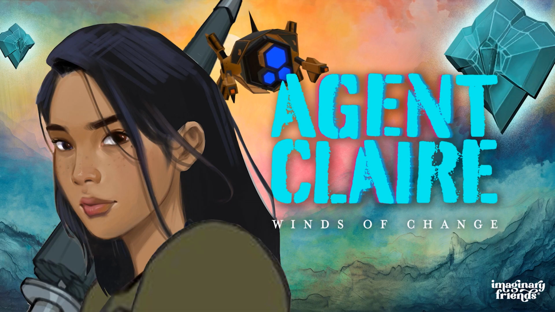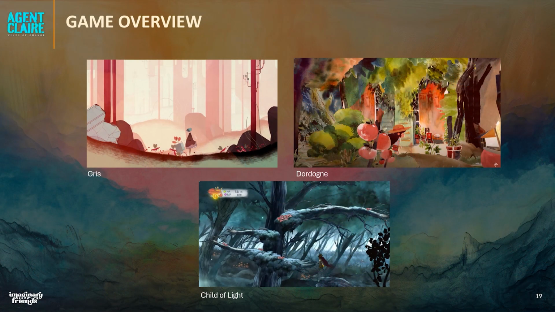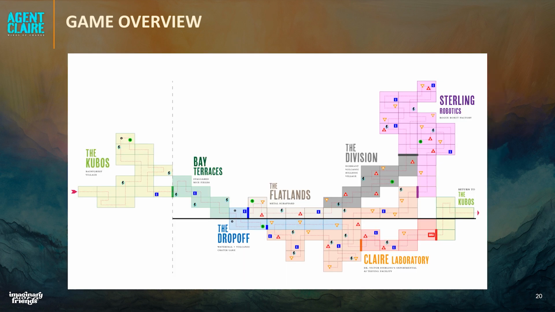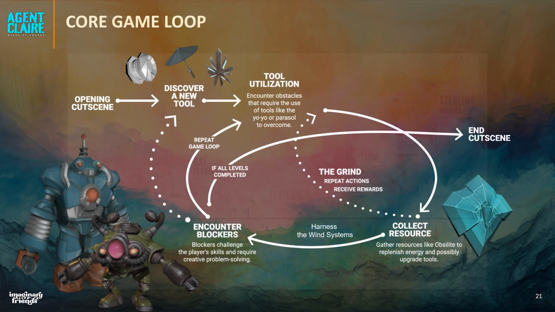In this game, we must harvest the land's resources and get power back to the generator, bringing light back into the darkness. This game takes inspiration from games such as Grease, Dordogne, and Child of Light, all of which have distinct watercolor styles. For this program, I intentionally focused on the leftmost vertical slice called the kubos for the length of this program. And here's what my core loop looks like. So you get tools, you collect resources, you encounter obstacles, and that cycle repeats.